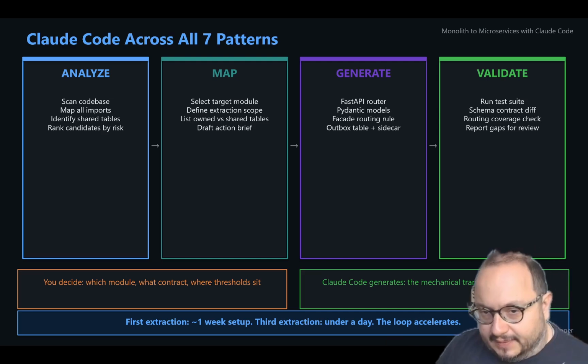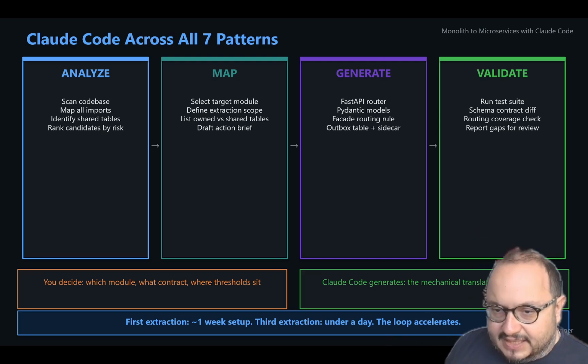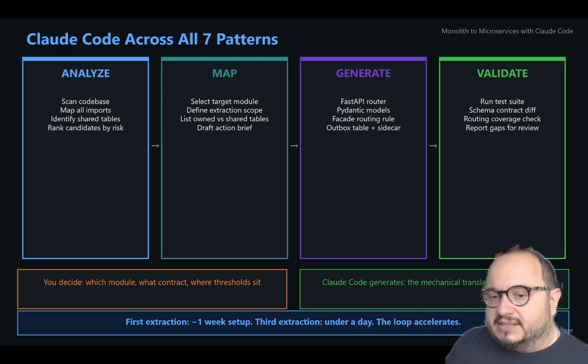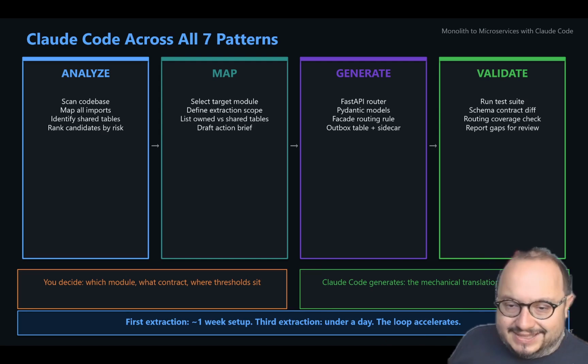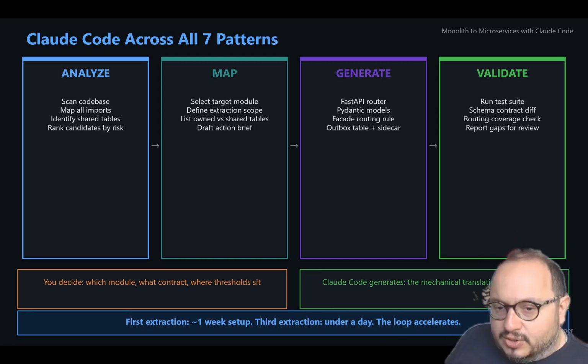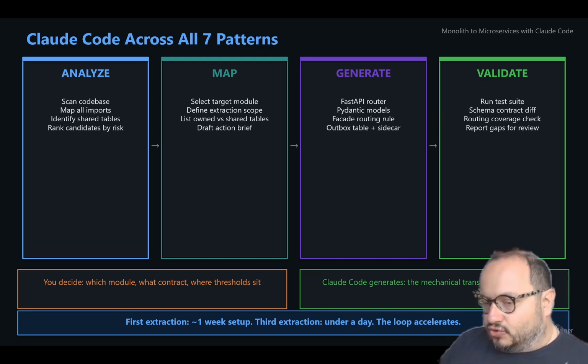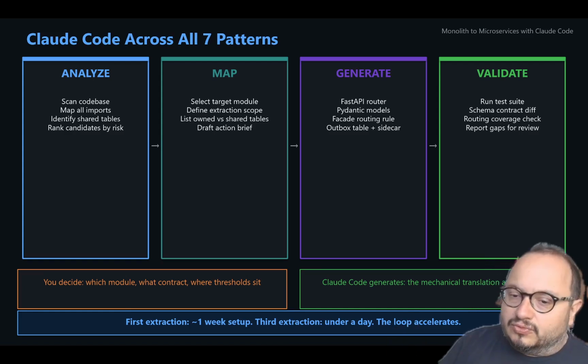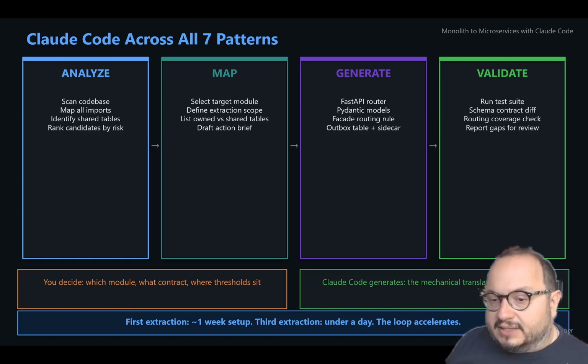Third, generate. Scaffold the implementation: FastAPI router, Pydantic models, routing facade rule, Outbox table, Sidecar configuration, circuit breaker setup. The output will be working code for review. Next step is validation. Validate: run the existing test suite against the new service. Compare the schema contracts. Check routing coverage: every endpoint handled by the monolith has a corresponding FastAPI route. The output will be a coverage report and contract differential.